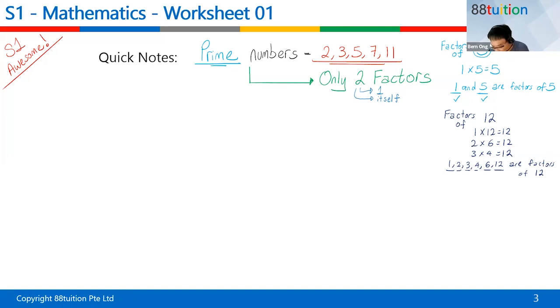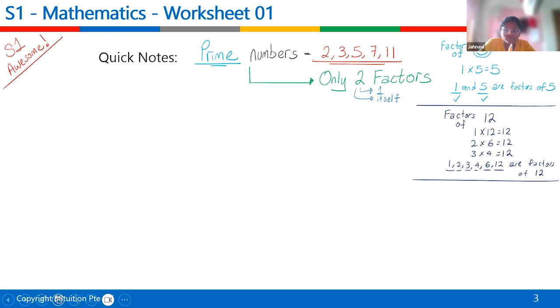So what is 12 considered? Anyone know? What is the name given to numbers like 12? Composite numbers? Who said that? Janavi, is it? Yeah. Wow, powerful.